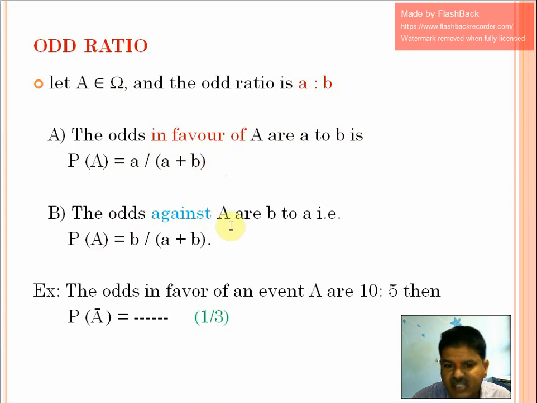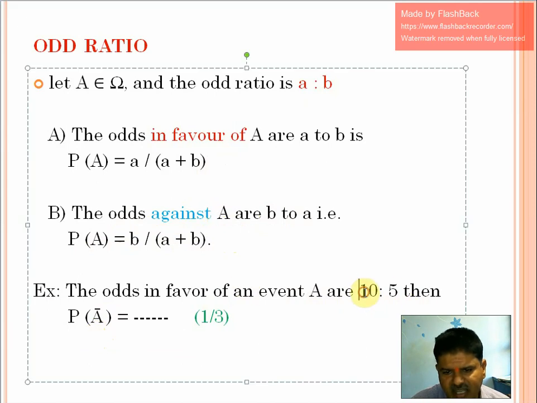And odds against A means A complement. We can reverse this. That is B to A. Therefore in this case P of A becomes B divided by A plus B, but it is actually P of A complement. Take an example. Odds in favor of an event A are 10 to 5. Then what is P of A complement? So in favor of A is 10 to 5. The ratio in this case is 10 to 5.